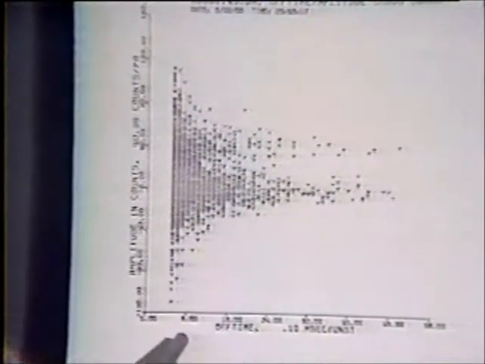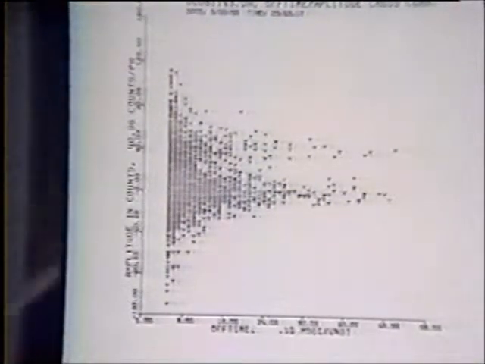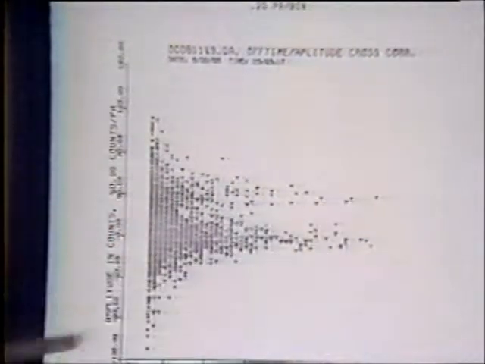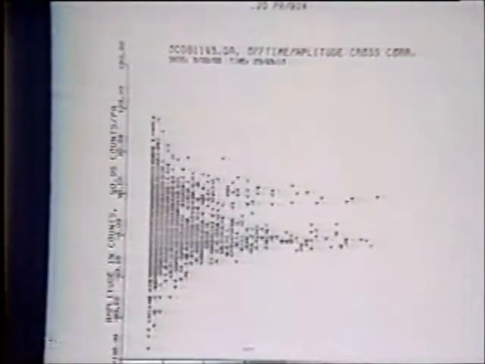Here is the close time in 100 microsecond units, and here is the amplitude. You can see that there are two distinct populations here, two different amplitudes, and to the practiced eye, this one has a longer time constant than this one.